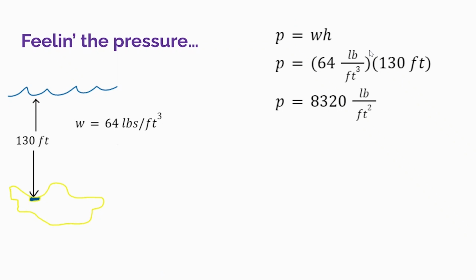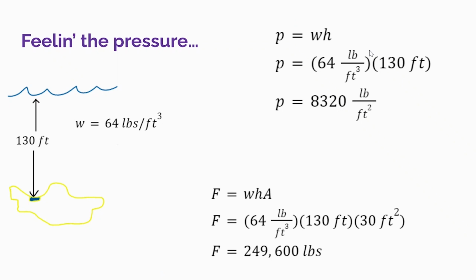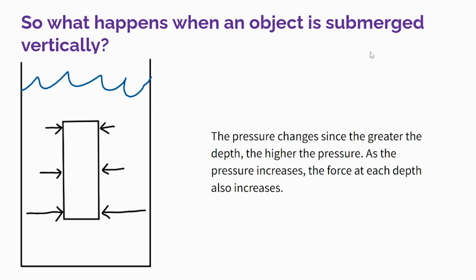And using our force formula, we can find that this equates to 249,600 pounds of force. So that means our window has to be really strong because it has to be able to withstand 249,600 pounds of force when it's 130 feet under the surface of the ocean. So we've found the pressure and the force that the horizontal window experiences when it's 130 feet under the ocean surface. But what about the vertical window?